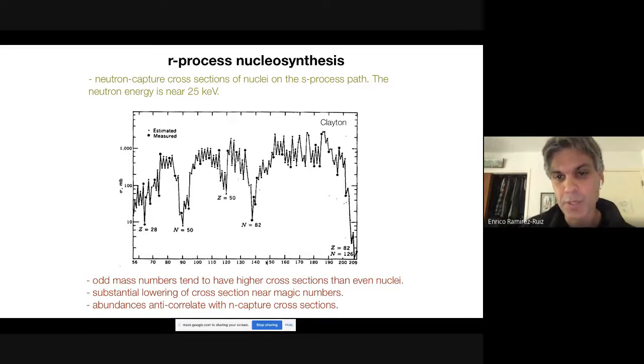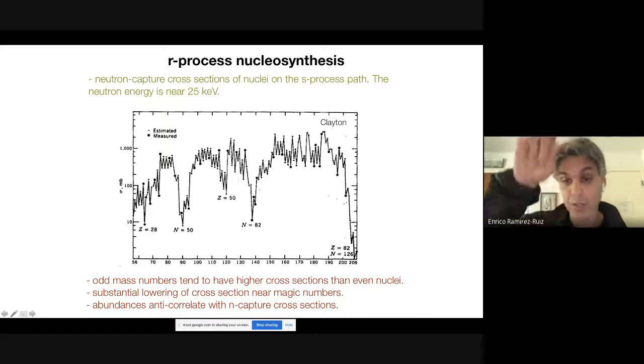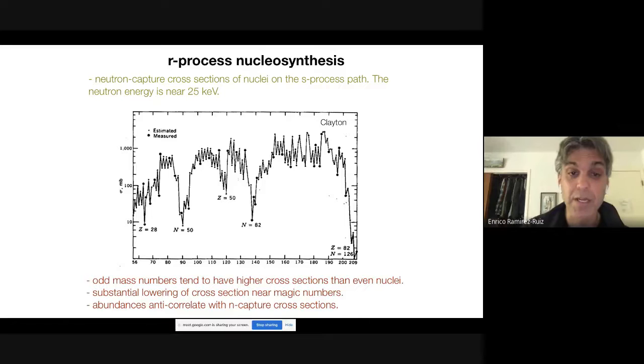This is from Clayton's textbook, and what you see is the capture cross sections of neutrons. The first thing you notice is that odd mass numbers tend to have higher cross sections than even nuclei. So the wiggles that you saw in the abundance pattern are also represented here in the cross sections. But the thing that is incredibly dramatic is how deep and how intense the decrease is in the neutron capture cross sections at the magic numbers. And that makes perfect sense because those nuclei are basically stable. They don't want to capture neutrons, so the cross section drastically decreases.